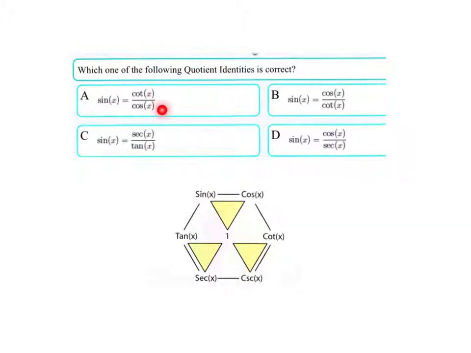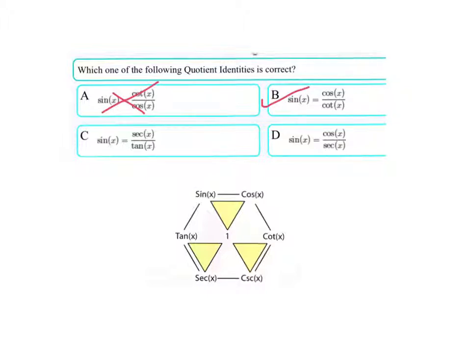Let's go through them all. Sine is cotangent divided by cosine? No. It goes in order around the outer edge. Cotangent divided by cosine would actually be secant. Okay, so A's out. Let's try B. Sine is cosine divided by cotangent. Cosine, 1 step forward, 2 steps back. Yes, sine is good. That one looks good.